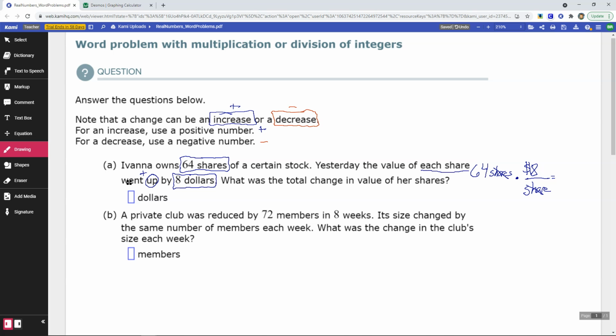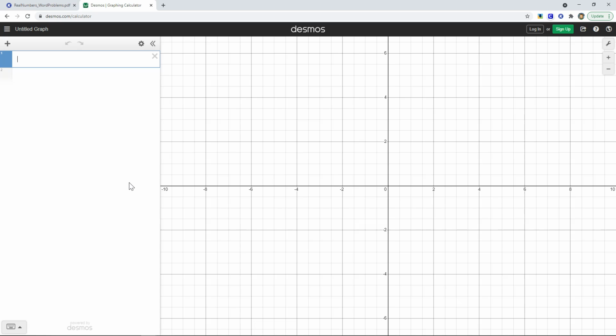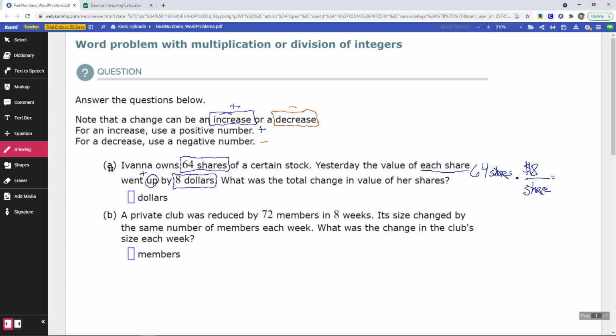So we can either do that math by hand or we can switch over to Desmos and we can do it that way. So if I take 64 shares times $8 per share, that gives me a total of $512. So 64 times 8 is $512. So that takes care of the first one. Let's take a look at the second one.